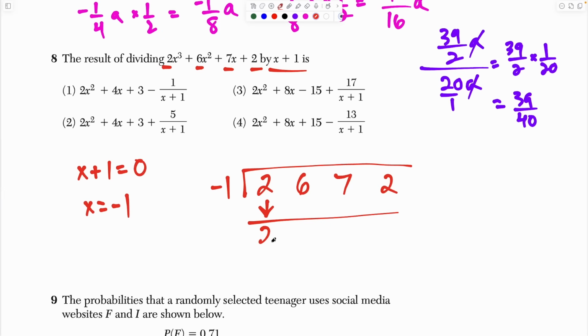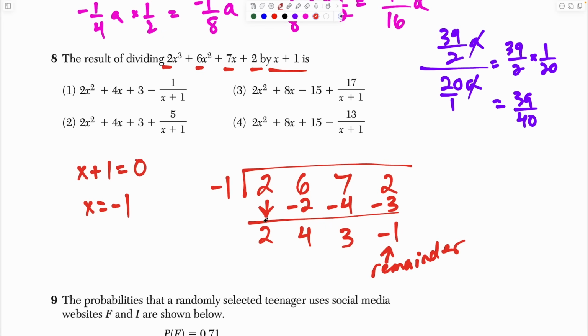So I bring down this 2, and then -1 times 2 is -2. And then I add 6 plus -2 is 4. -1 times 4 is -4. 7 plus -4 is 3. And then finally, -1 times 3 is -3. And then 2 minus 3 is -1. This is our remainder. Okay, so we have a remainder of -1.